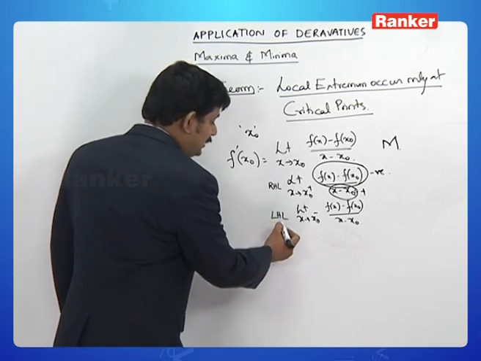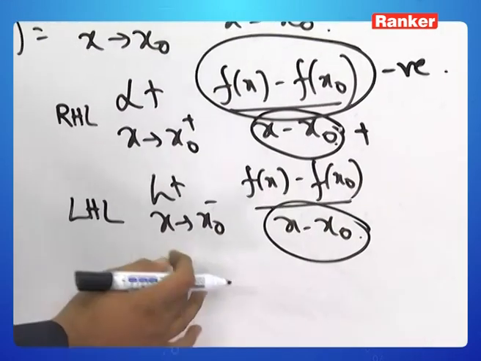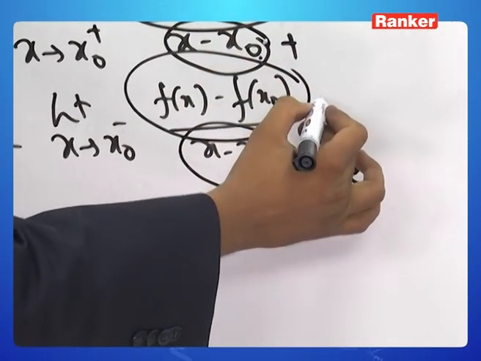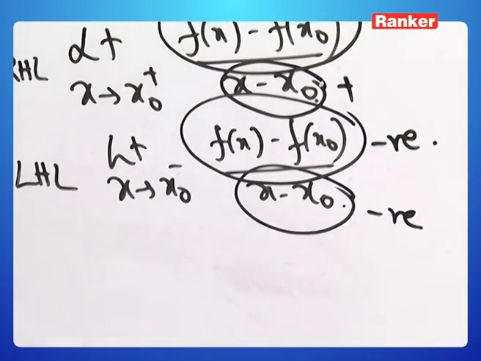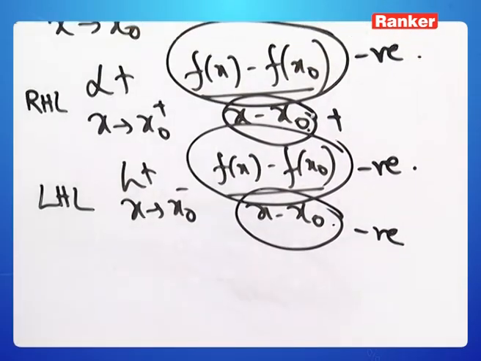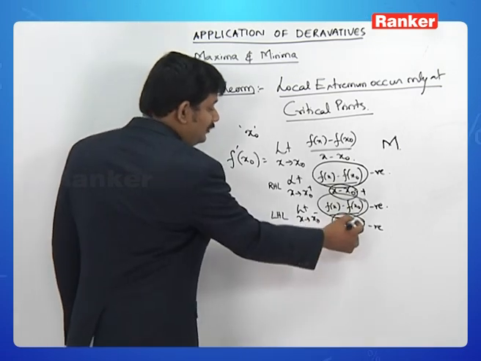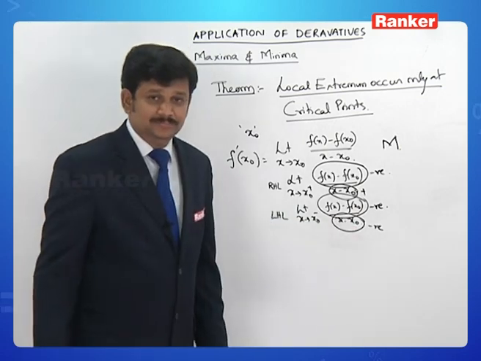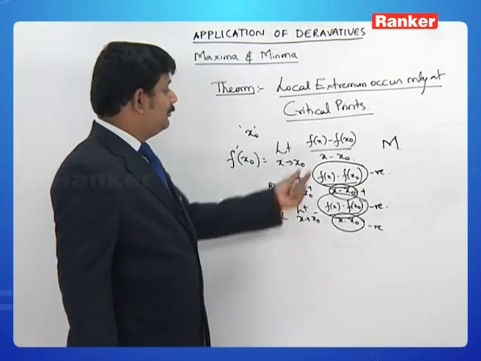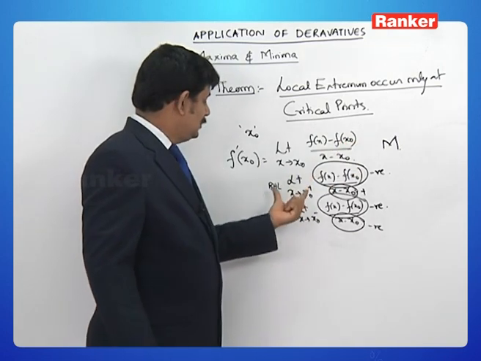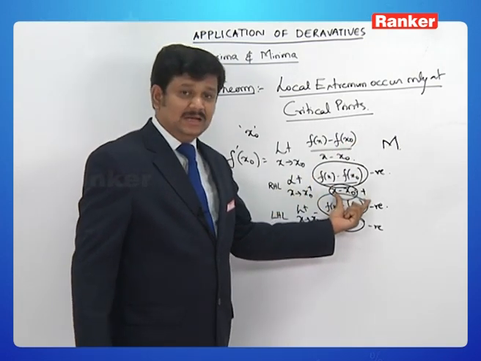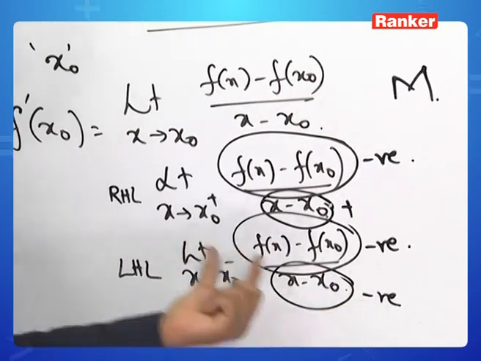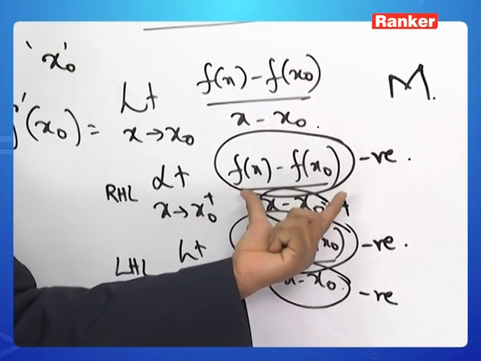And let us look at the left hand limit. X is smaller than x naught, so the denominator is negative, and the numerator is also negative because f of x has to be less than f of x naught for a maxima. So numerator is negative, denominator is negative, ratio is positive. We are evaluating the limit of a positive function. Now if at all we have maxima at x naught, the left hand limit is the limit of a positive function, and the right hand limit is the limit of a negative function.